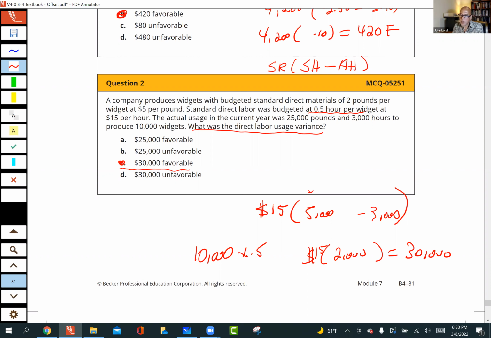If you always put that standard first for the materials, labor, and variable overhead variances, you won't make this mistake. Question. I switched them. Sorry.